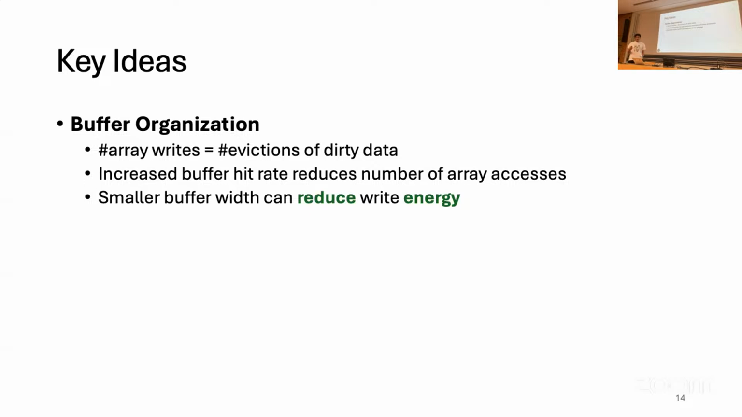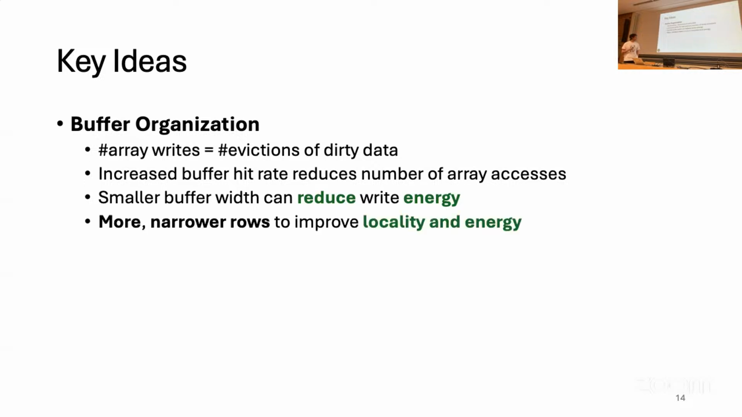And the second observation is also that when we make the rows narrower, then we write fewer cells when we actually evict the row, because there's less data that we write at once. So it is less energy. And thus, the idea is to introduce more rows in that buffer or the small cache, but make them narrower to improve both locality and also energy.